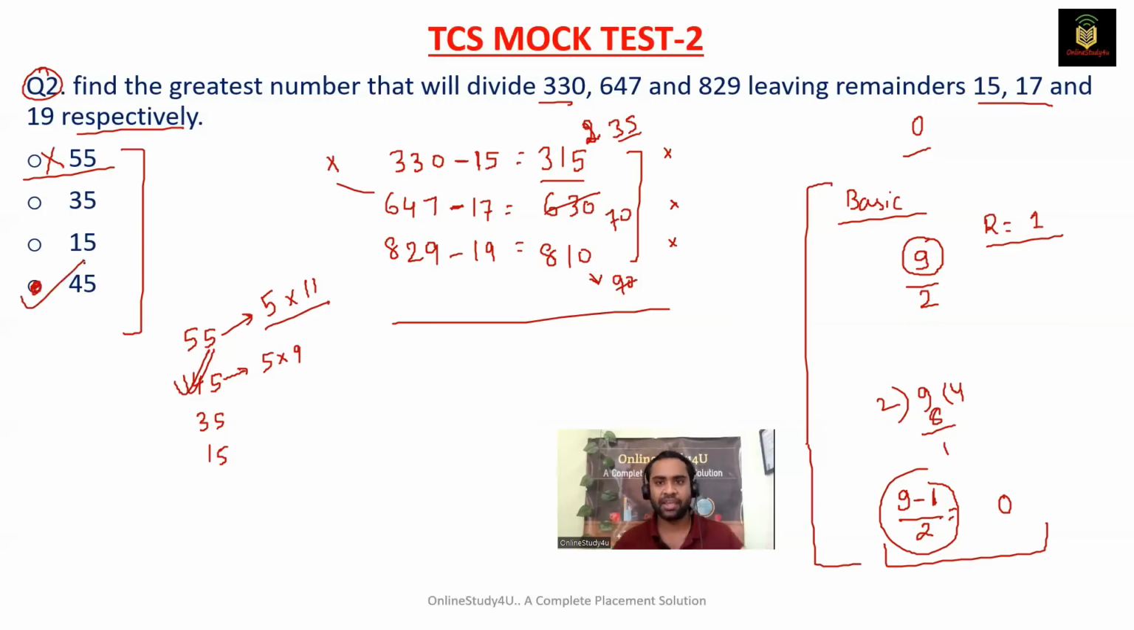In a simple way, you will be able to solve this question. Otherwise, these are very tricky questions, but again, I wanted you to understand the basics first. See, if a number is divided by 2, the remainder will be 1. If you don't want any remainder, just subtract the remainder from it, and then it will be completely divisible. So I subtracted all the remainders, then it should be completely divisible by the greatest number, which is 45 here.